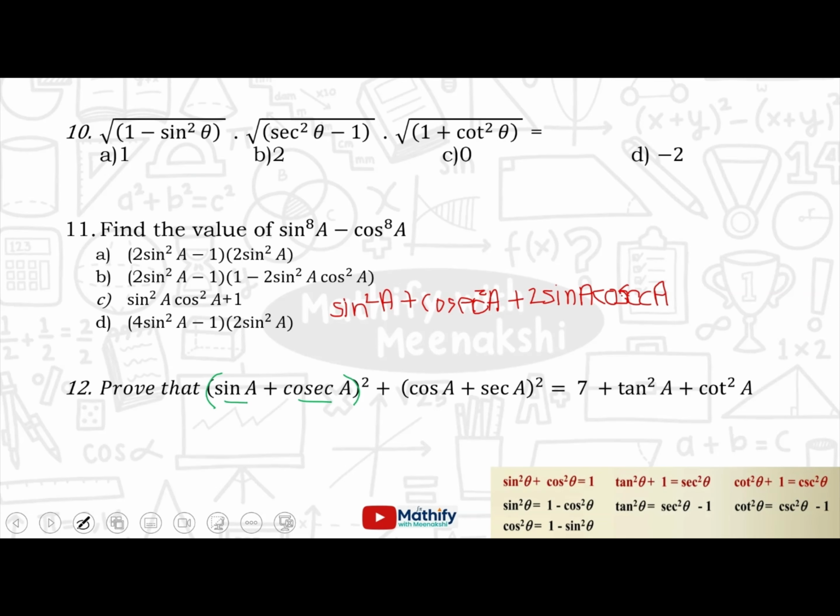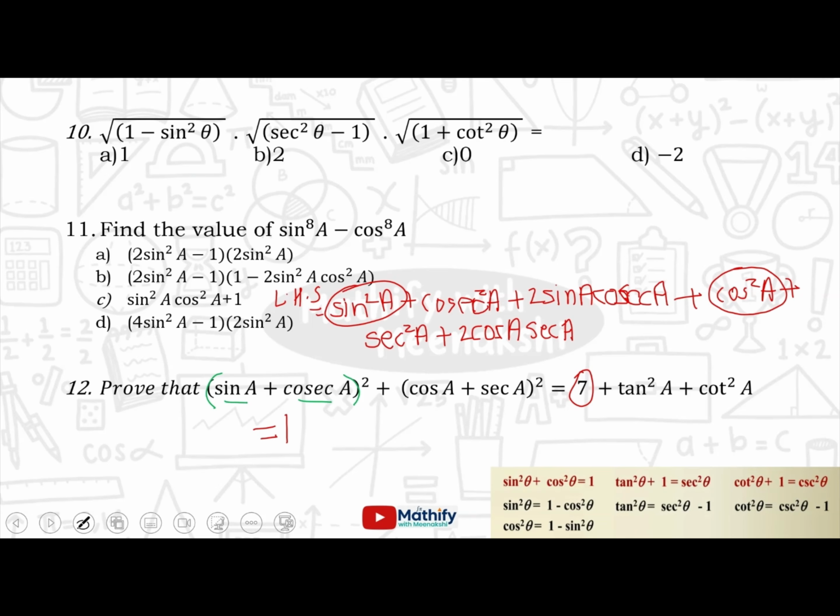Okay, it's cosec. Now just open the next bracket too, plus cos square A plus sec square A plus 2 cos A sec A. This we are solving LHS. Solving LHS. Now just see, we need number here. That means we can use these identities. Just see, sine square plus cos square will give you 1. Yes. Can we do something else?